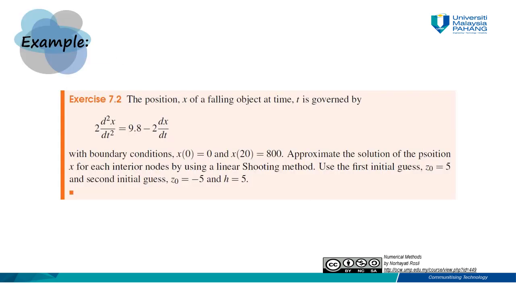For better understanding, let's try one example. The position x of a falling object at time t is governed by this equation with boundary conditions x(0) equal to 0 and x(20) equal to 800. Approximate the solution of the position x for each interior node by using the linear shooting method. Use the first initial guess z0 equal to 5 and the second initial guess z0 equal to -5, and our step size equal to 5.